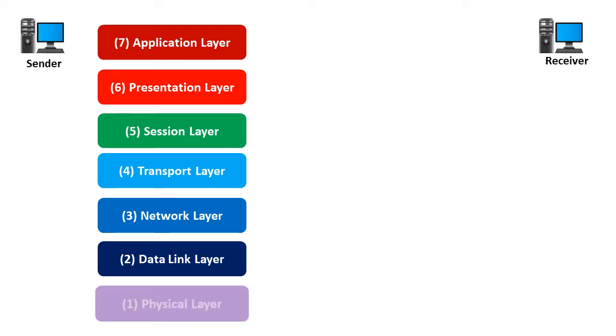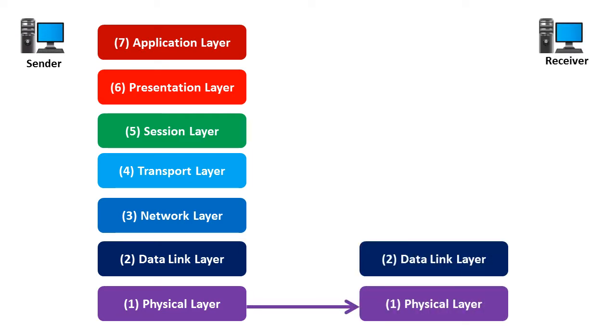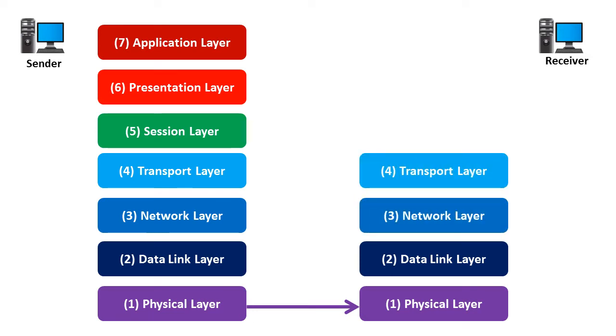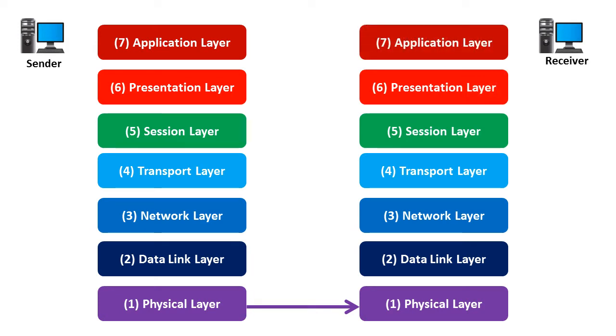The data packet will now travel through the physical layer and reach the receiver end, and then from the physical layer it will move to the data link layer, network layer, transport layer, session layer, presentation layer, and finally it will reach the application layer of the receiver end, where the receiver will get the information in the form of an application.